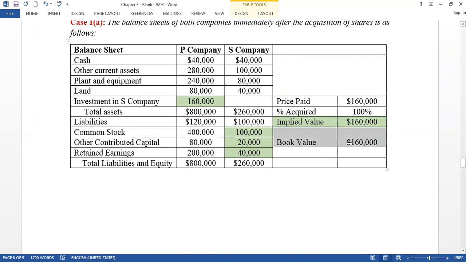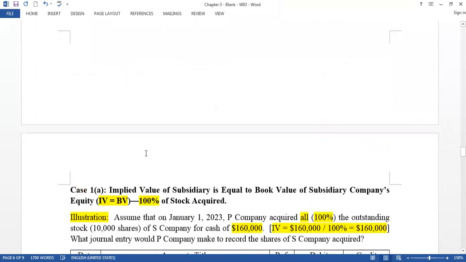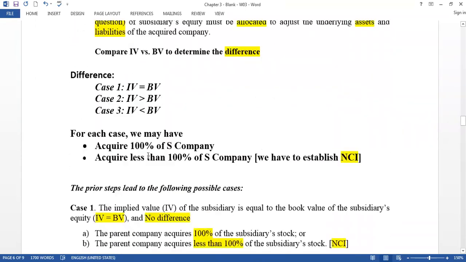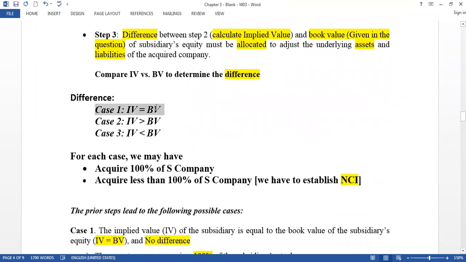So we calculate the book value, and we calculate the implied value. Now we are going to see the difference. Case 1. We find that in case 1, book value and implied value are similar, no difference. And we acquired 100%. Look at here. We acquired 100%, and book value and implied value are similar.